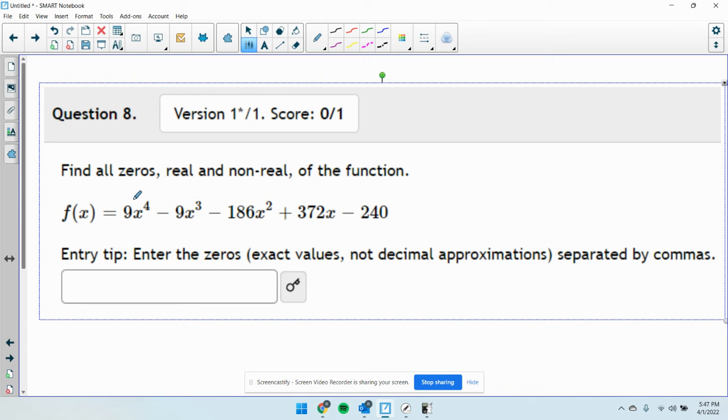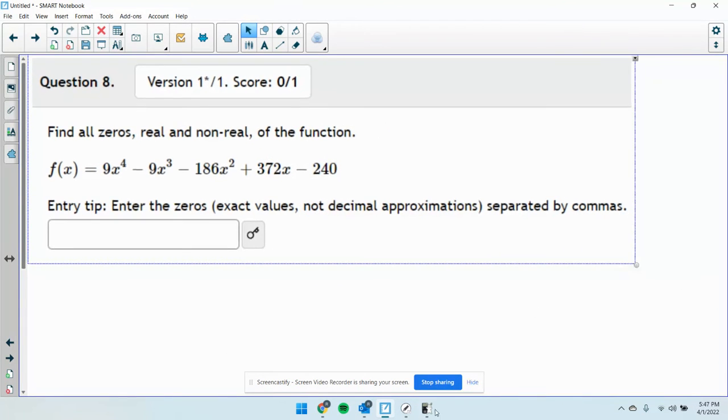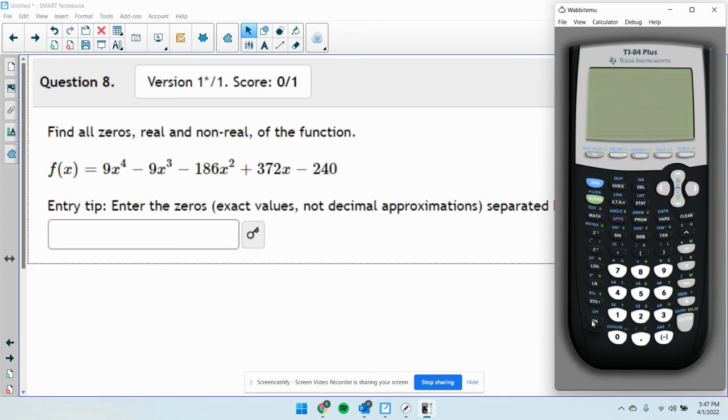This next one's going to be done similarly, but we're going to have to divide twice. And you'll see in a second once I graph this thing. I'm going to go back to y equals, clear out what I had. This is going to be 9x to the 4th minus 9x to the 3rd minus 186x squared plus 372x minus 240.